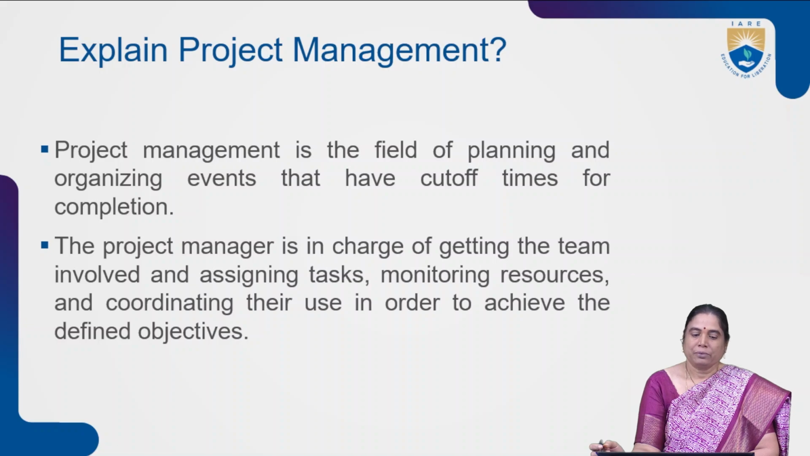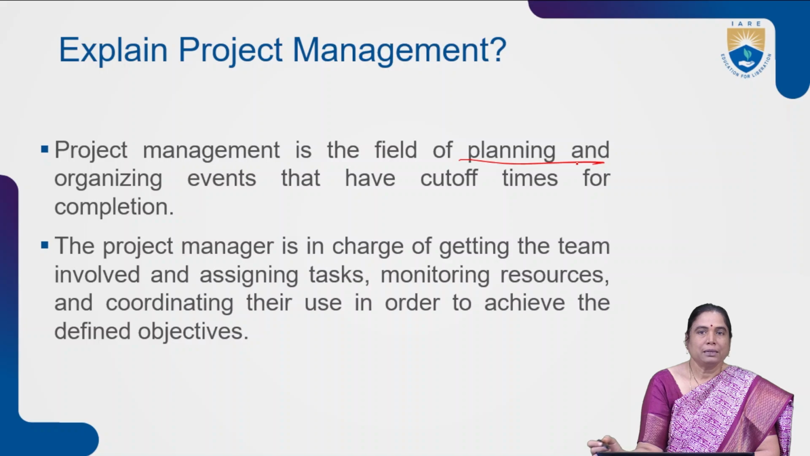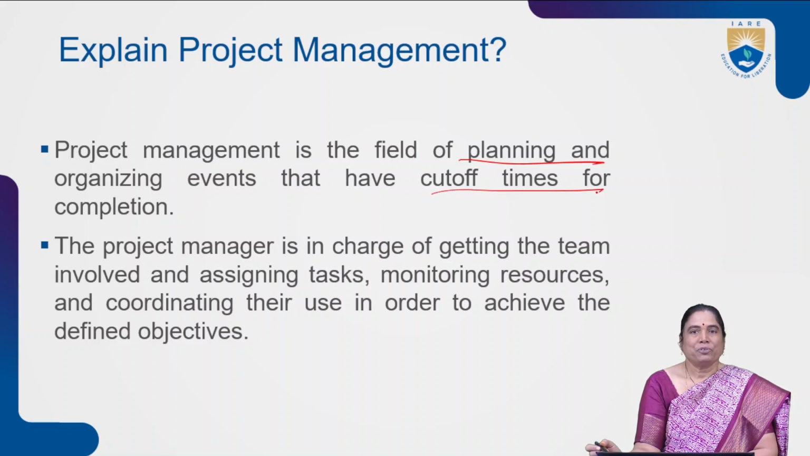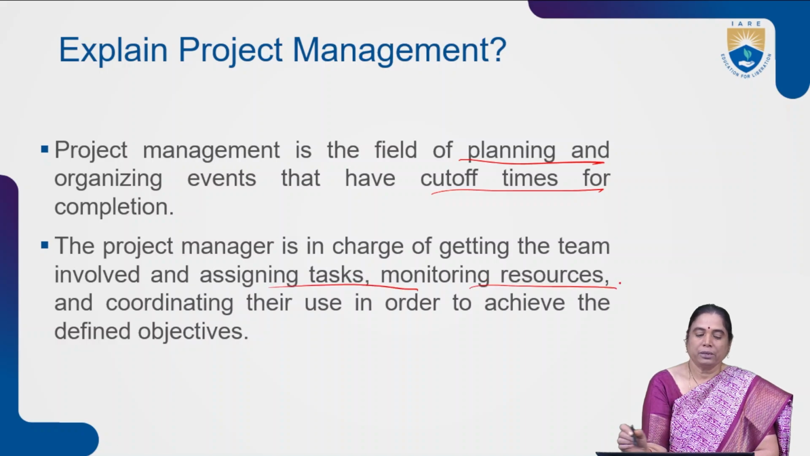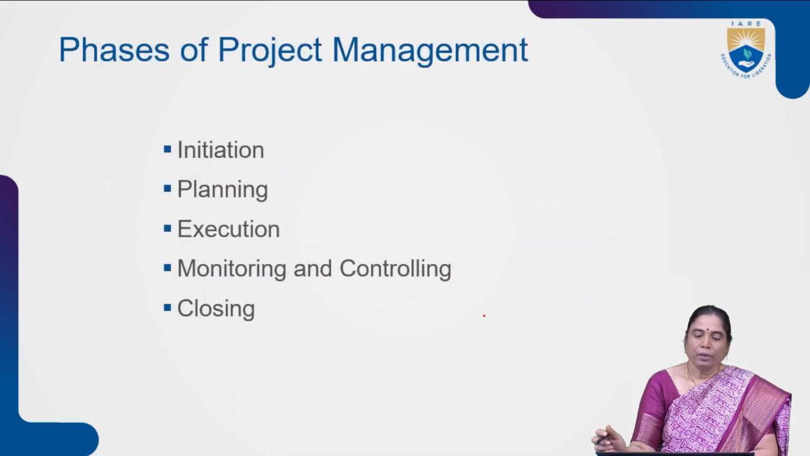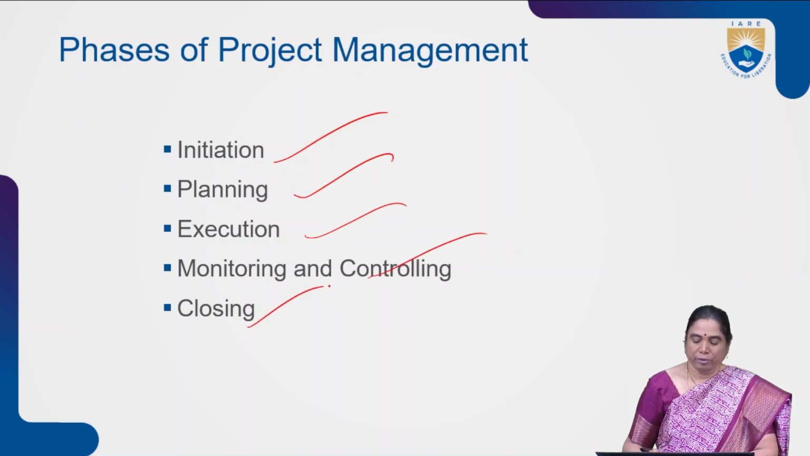Explain project management. Project management is the field of planning and organizing events that have cut-off times for completion. The project manager is the role responsible for getting the team involved, assigning tasks, monitoring resources, and coordinating their use in order to achieve the defined objective. The phases of project management are initiation, planning, execution, monitoring and controlling, and closing.